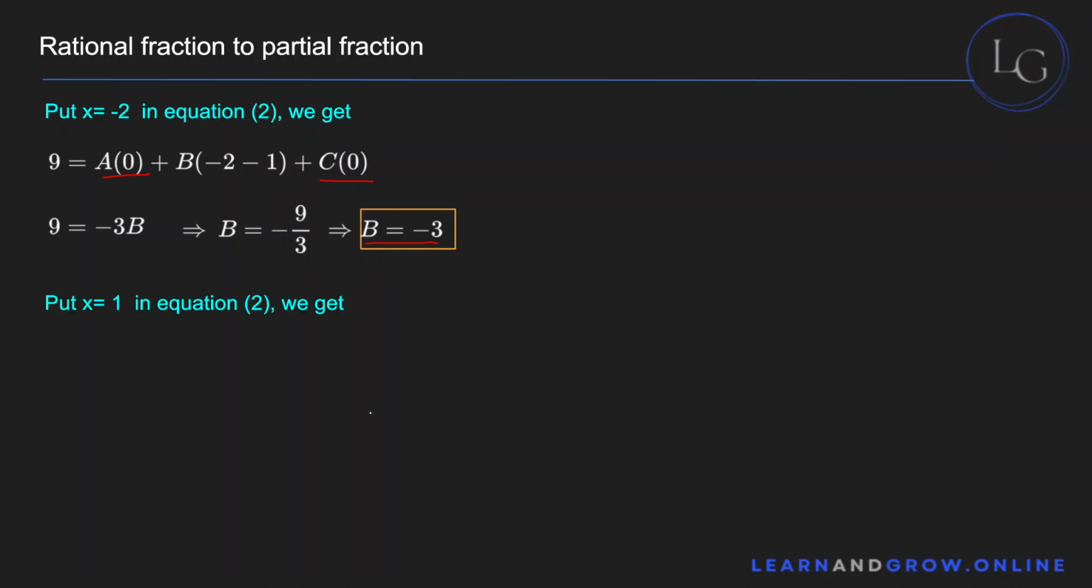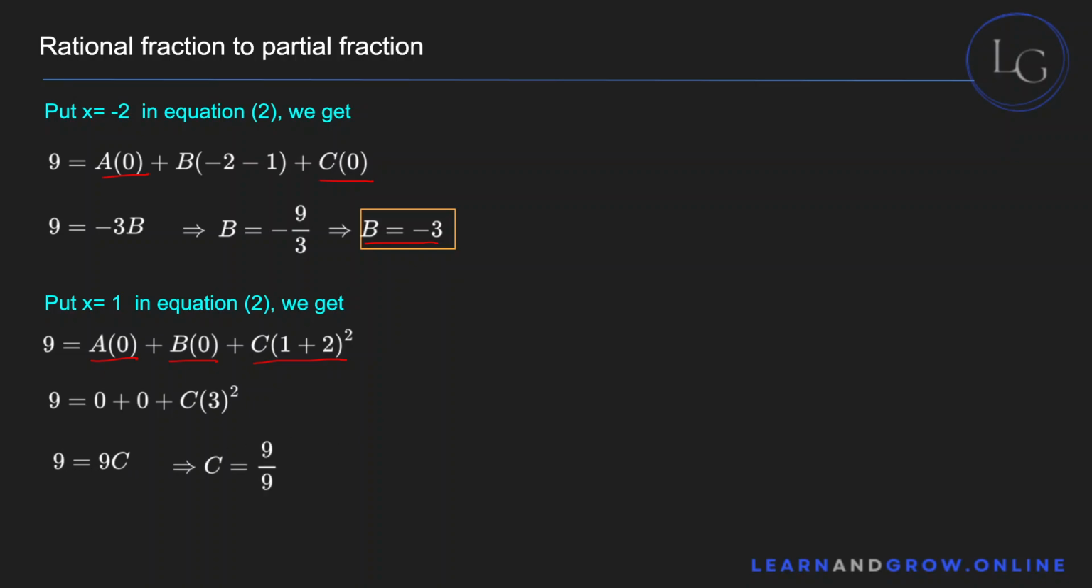Now, when you put x is equal to 1 in the same equation 2 we used before, basically the a variable will be eliminated and b will also be eliminated. And we'll just be left with c multiplied by x plus 2 whole square. Since the value of x is 1, 1 plus 2 whole square becomes 3 square. And so 9c is equal to 9, and so c is equal to 1. We have found the values of b and c. Now let's just find the value of a.